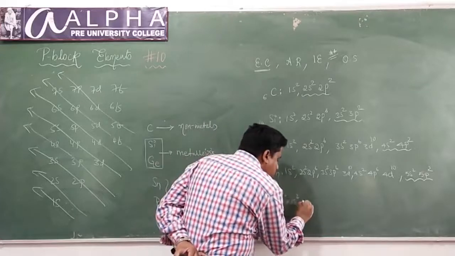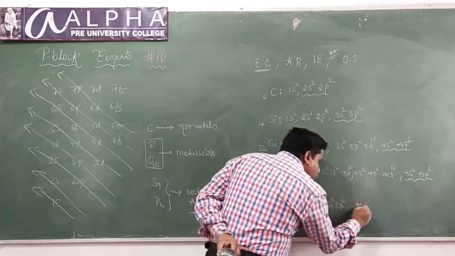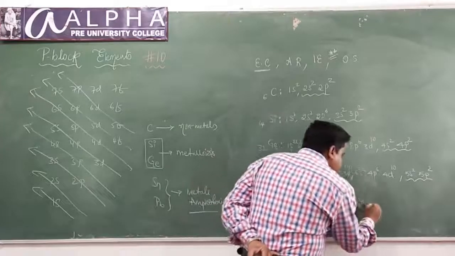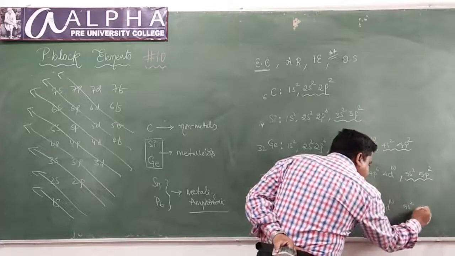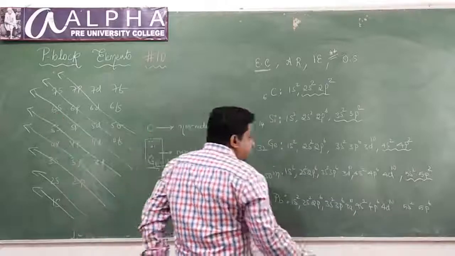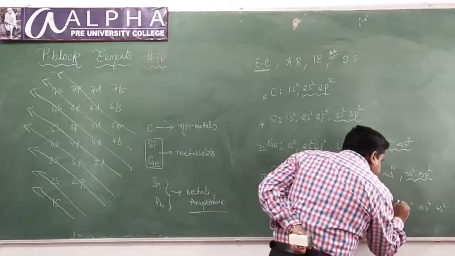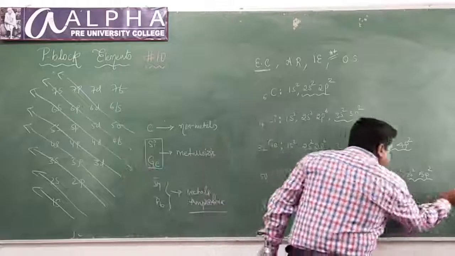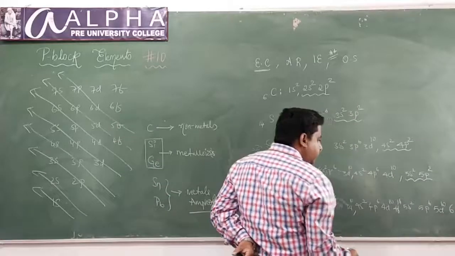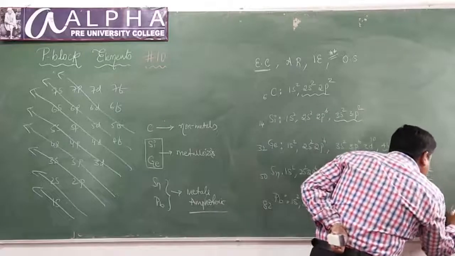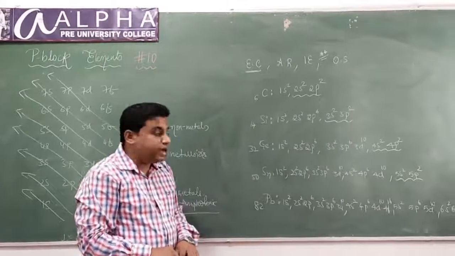What is its electronic configuration? 1s2, 2s2, 2p6, 3s2, 3p6, 4s2, 3d10, then 4p6, and then 5s2, 4d10, 5p6, after 5p, 6s2. After 6s, we go with 4f14, after 4f, it is 5d10, after 5d it is 6p2. So 6s2, 6p2. Is this correct? Just count, you'll get 82 electrons altogether.